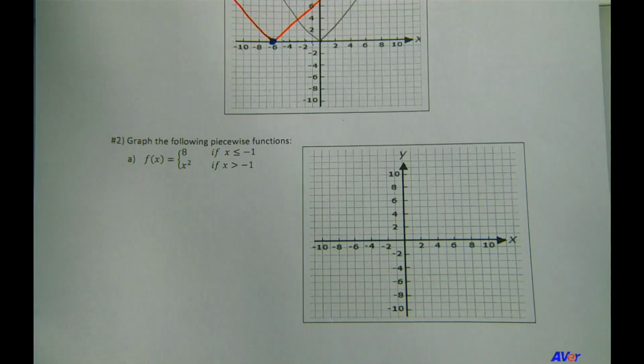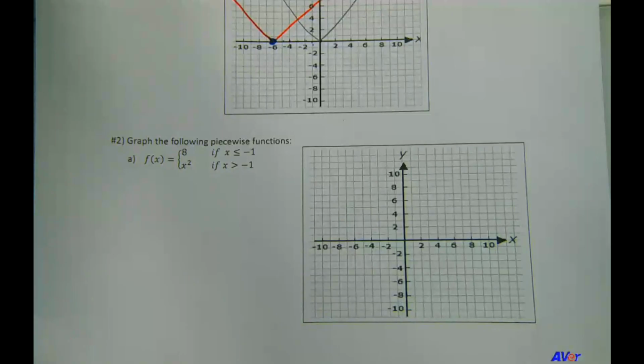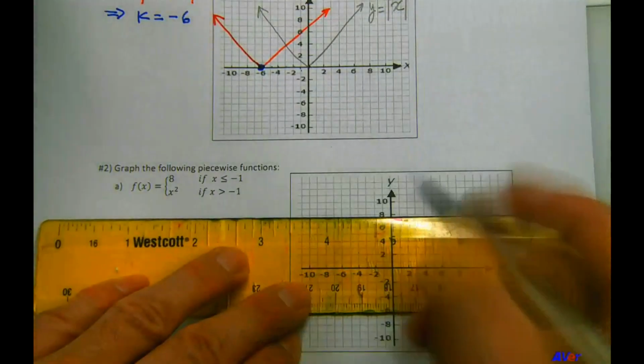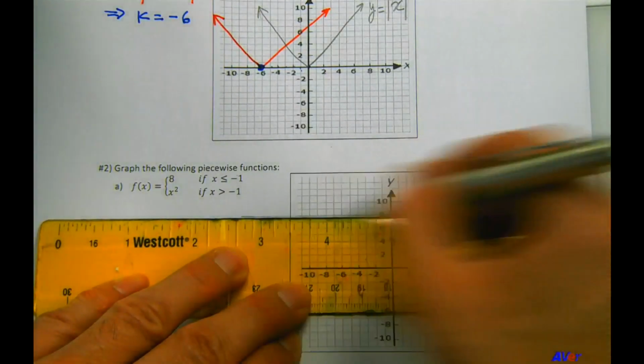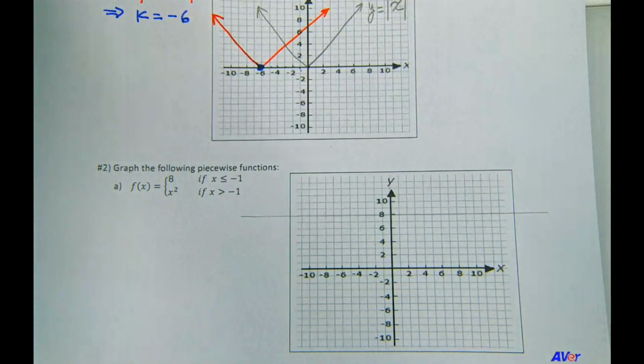Okay, so what do I mean? Here's what I mean. For now, we're going to assume that these conditions don't exist. So this function is going to be 8, it's going to be x squared. So I'm going to draw both of those with my pencil very lightly, because that's not the final graph of this piecewise function. Very lightly, I'm going to draw f of x equals 8. So let me do that. F of x equals 8, that means a horizontal line that goes through y equals 8. So I'm going to draw it very lightly. You barely see it on the screen.